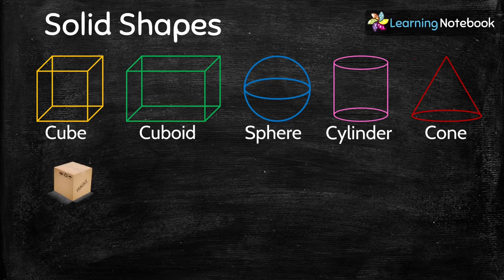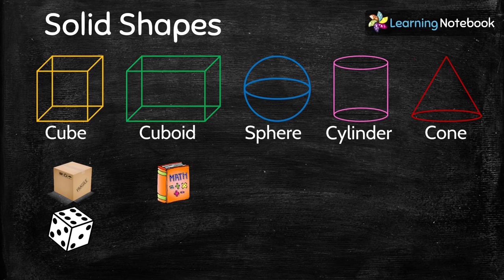Examples of cube are a carton box and a dice. You must be using dice in your games. This is the best example to remember cube. Now, examples of cuboid are a book and a match box. Take your maths book. It is a very good example to remember cuboid shape.